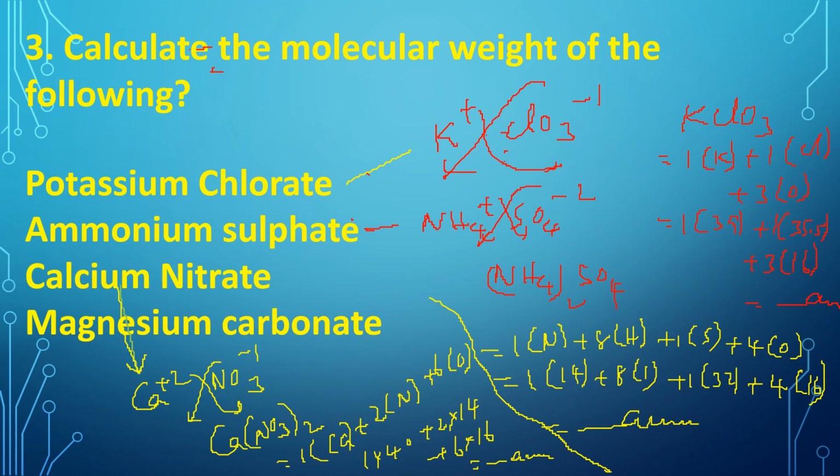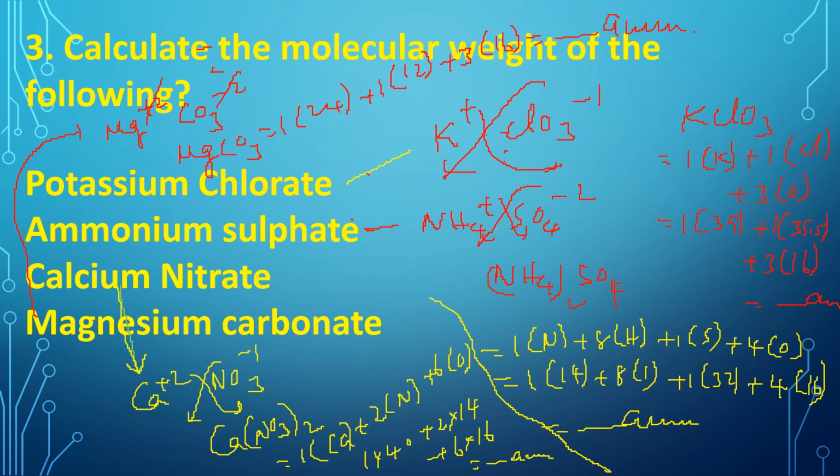And finally the last one, magnesium carbonate. We'll write here magnesium, Mg plus 2. Then carbonate is CO3 minus 2. Both cancel because they have the same charge. Then MgCO3. Then 1 into magnesium, which is 24, plus 1 carbon, that is 12, plus 3 into 16. So finally you have to calculate the dash AMU. So like this you have to calculate the molecular weights of substances.